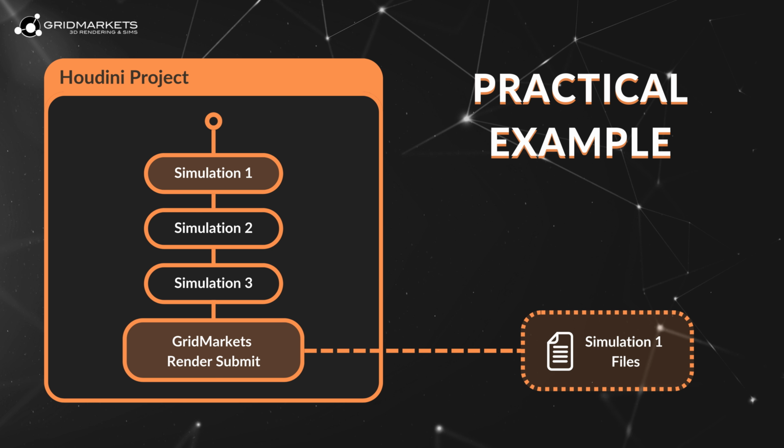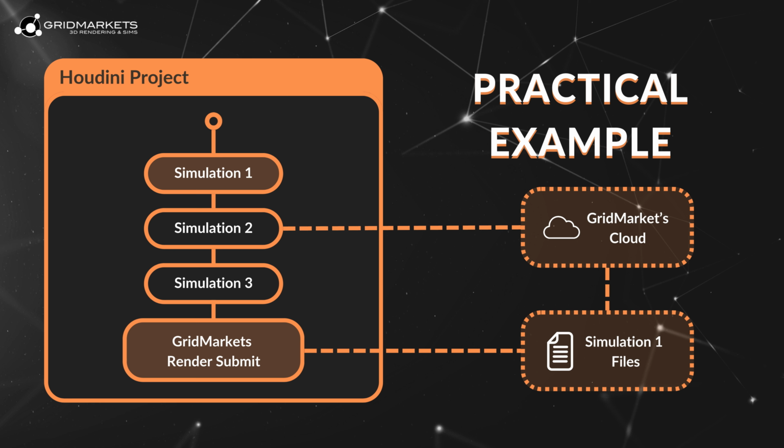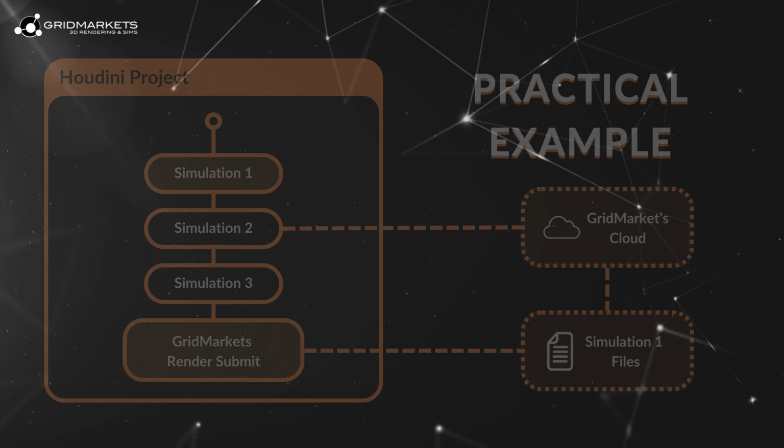With GridMarkets, once simulation 1 finishes, the files go straight into the user's storage. They can be accessed and used directly for simulation node 2, no pauses or extra uploads needed. Also, if you want to pause the process or update some content, you can always pick up where you left off without re-uploading everything, only the files that actually need it.